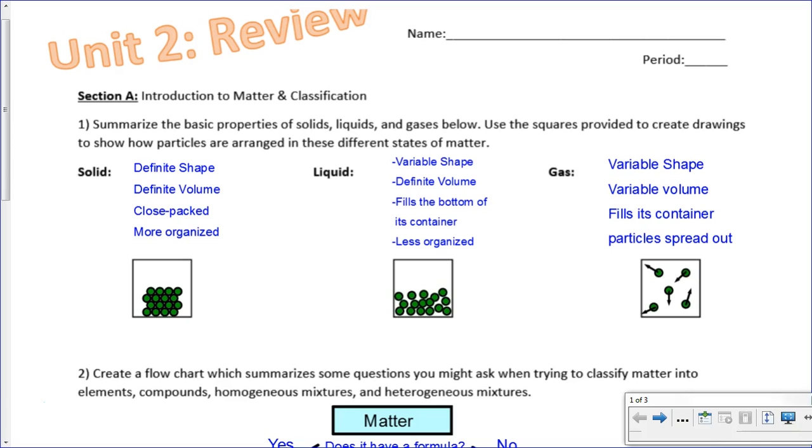In terms of the way that they're organized, solids are really nicely organized. You can see here in this very close packed structure. Liquids are more disorganized and they fill the bottom of the container that they're in, and gases are bouncing all around the container, and they're going to expand to fill whatever container they're in. All right, and so that's why they have the variable shape and the variable volume.